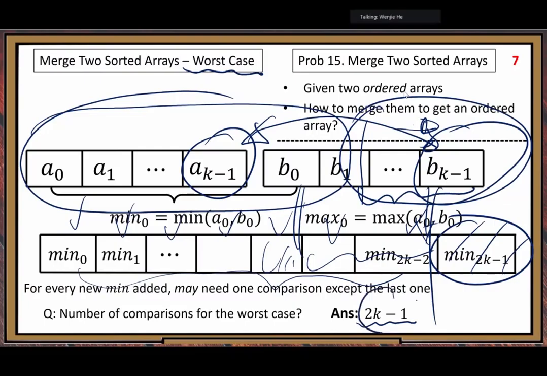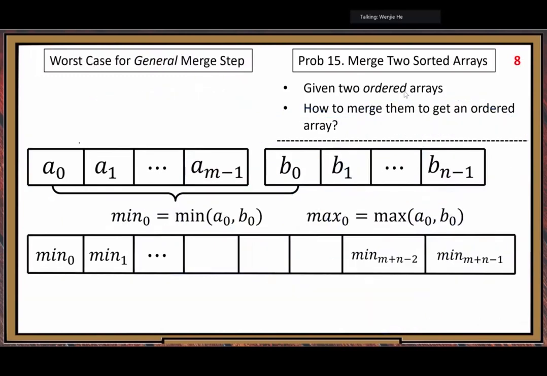So that's why you only count 2k minus 1. That's the worst case. But in this worst case, you assume both ordered subarrays have the same size k. This assumption we can remove. So next, we look at the general merge. We remove that assumption.